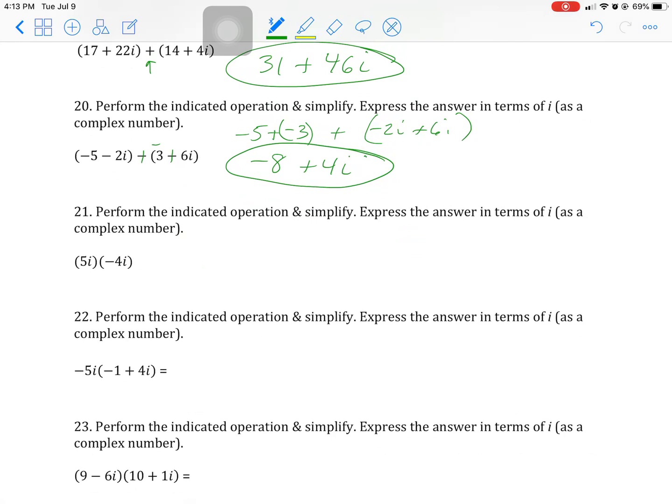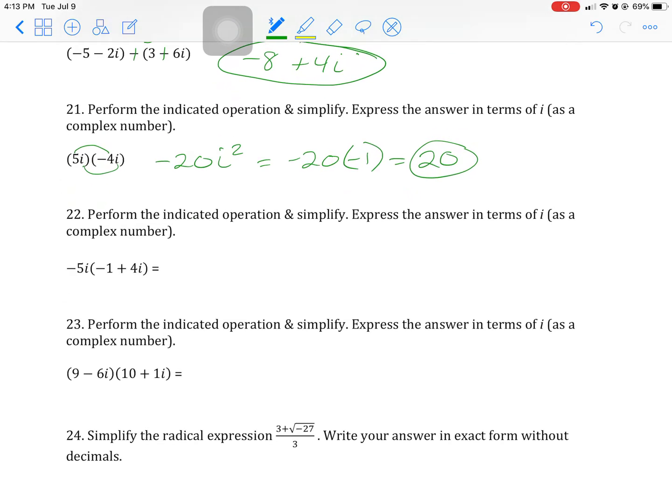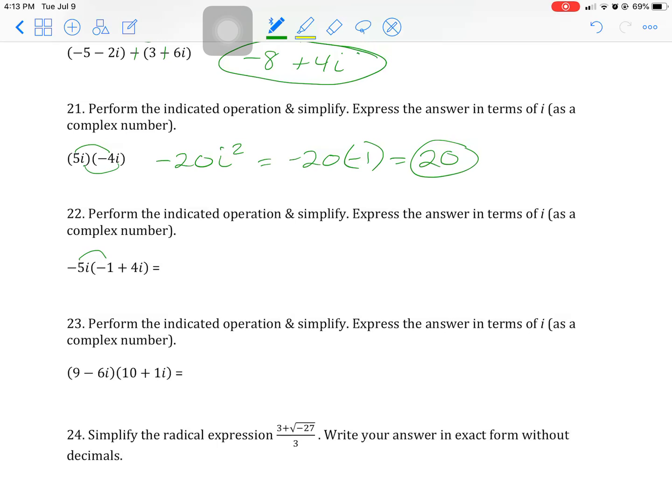All right, 21. Indicated operation. This is a multiplication now. So real times real would be -20. And i times i would be i squared, so that's a -20 times -1, which is 20. Show some work, okay? This term times this term, negative times negative, is a positive 5i. Then -20i squared. Sorry, that looks like a big old 2. That's a square.